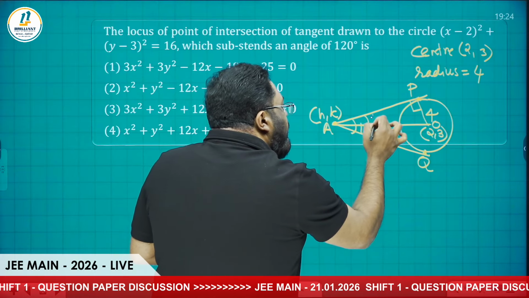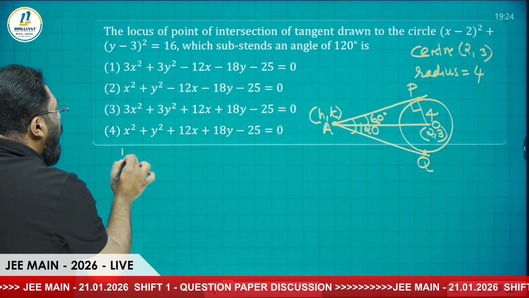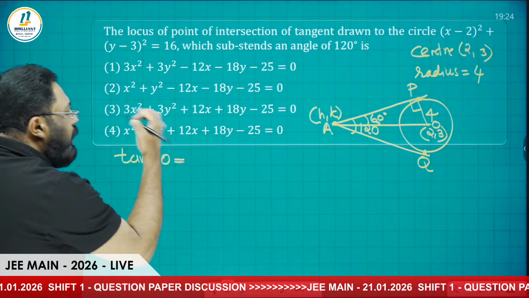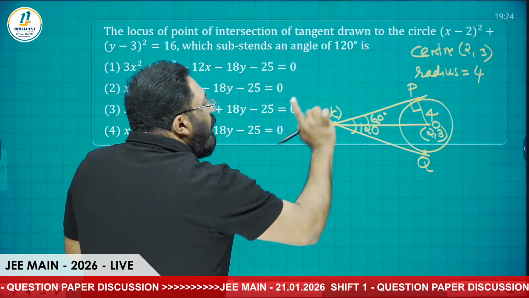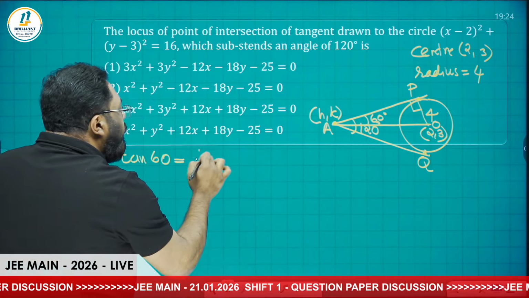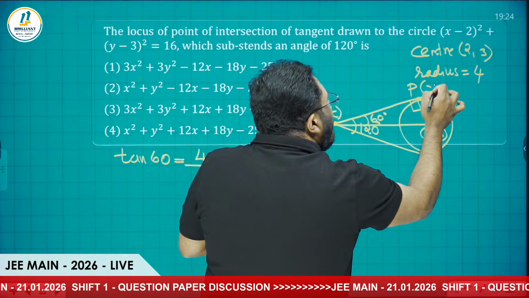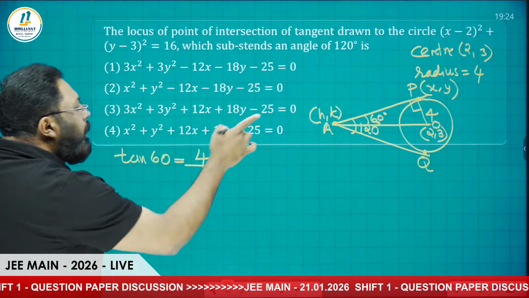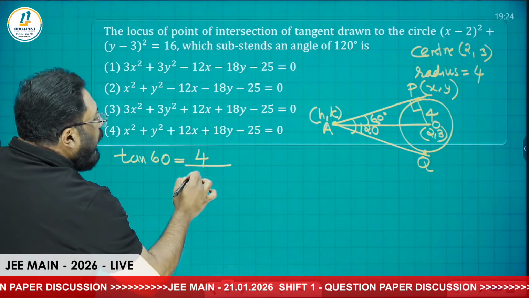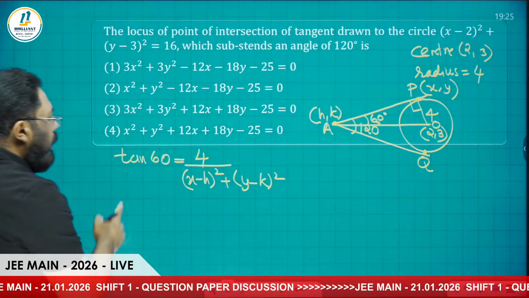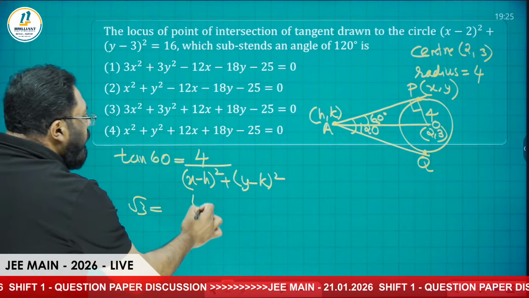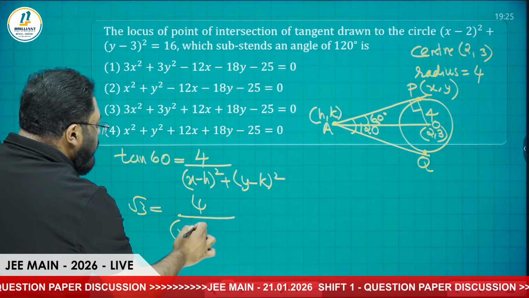Now we want to connect what we studied. Tan of 60 is equal to, taking the opposite side as 4, over AP. Let's say the point is (x, y), and that's going to be AP. So it's going to be the square root of (x minus h) the whole squared plus (y minus k) the whole squared. Tan of 60 is root 3. So root 3 equals 4 divided by the square root of (x minus h) the whole squared plus (y minus k) the whole squared.